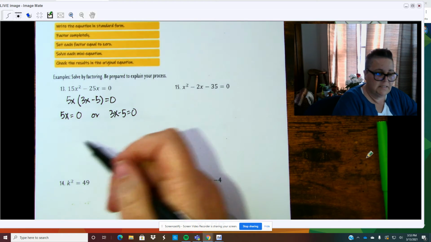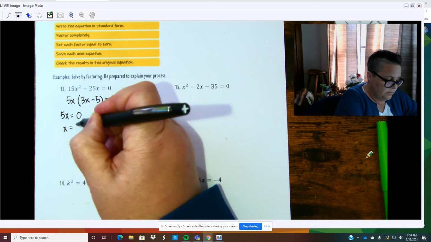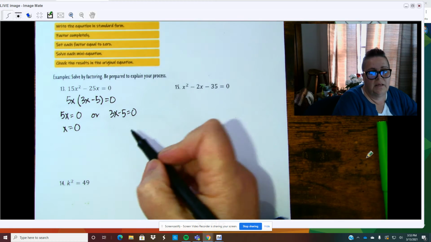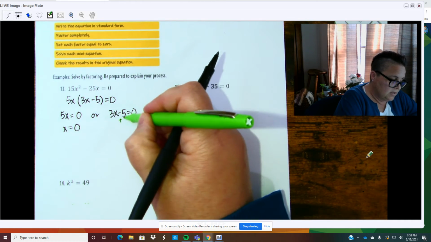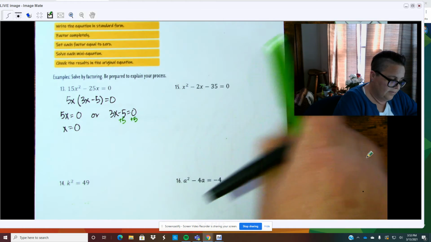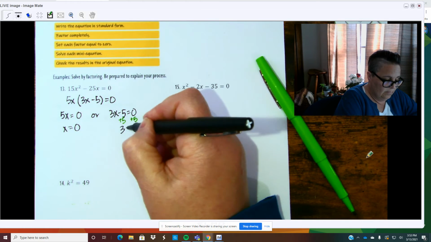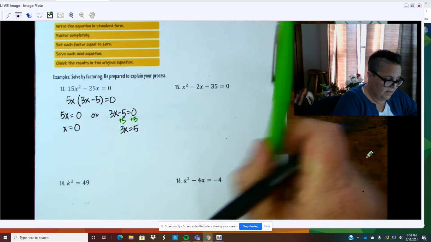If the 5x is equal to 0, then x would be 0. If the 3x minus 5 is equal to 0, then to solve this mini equation, I will add 5 and divide by 3.